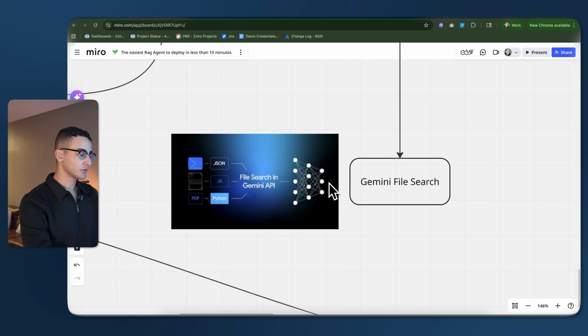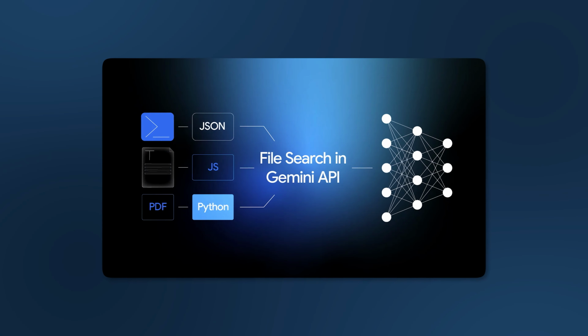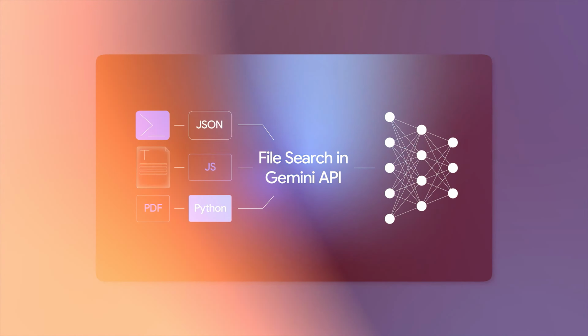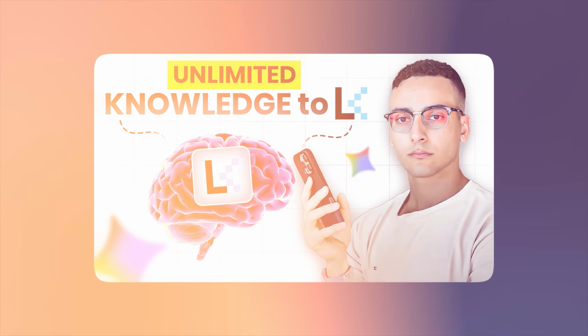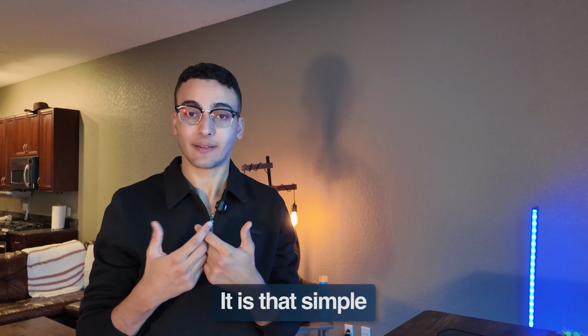So check this out. We're gonna use Gemini's file search API. And the reason we're gonna use this specific knowledge base component, or this specific knowledge base tool, is because it's super simple to set up. I've already made a previous video talking about how to set it up, but let me just show you how to do it again because it is that simple.